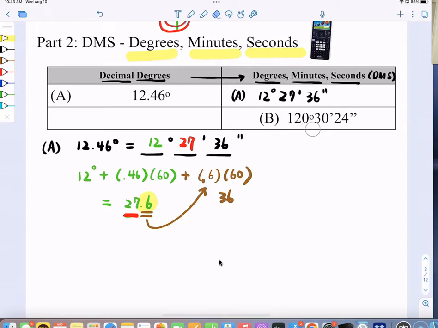All right, let's try the reverse, right? Now I'm going to give you DMS, and you're going to have to go to decimal degrees. I can see how some of you, your brains are going crazy right now. You're like, duh, I know what to do already, okay? So remember this concept, but you're doing it in reverse. So we're going to go like this, B. We have 120 degrees, 30 minutes, and 24 seconds. How do we go back?